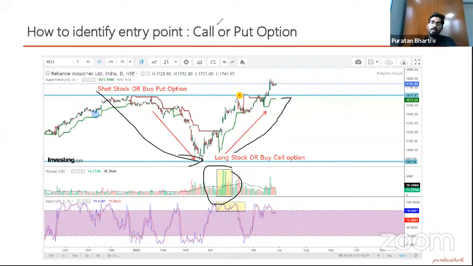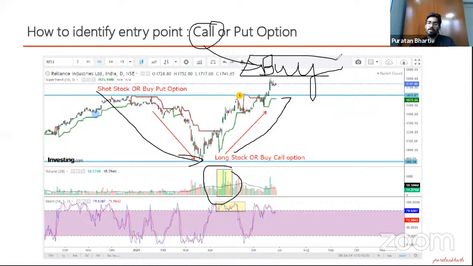So when you are very sure that the markets would go up, only then you should buy a call option. There is an inherent problem with call options, which is that they lose value every day, a small value every day. So you should not be buying a call option unless you are too sure that the market is very bullish.